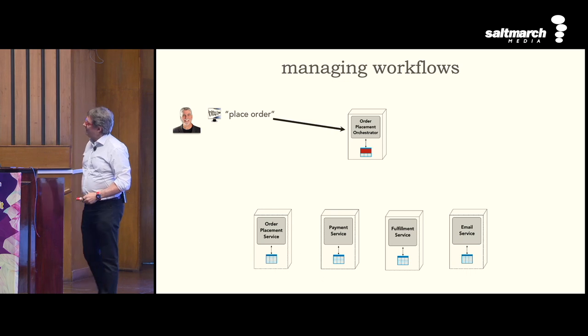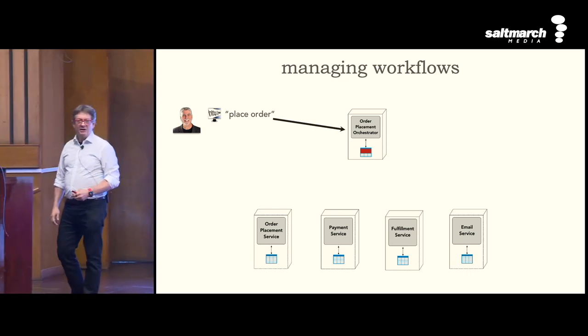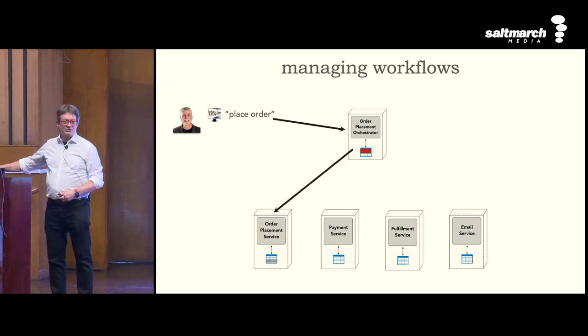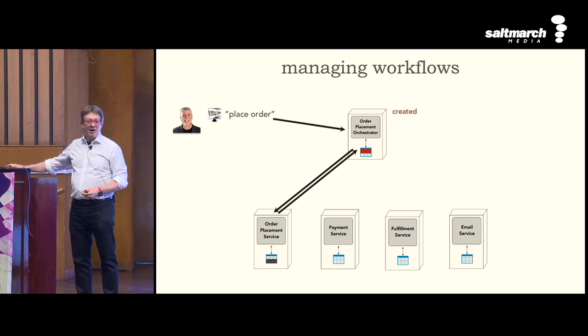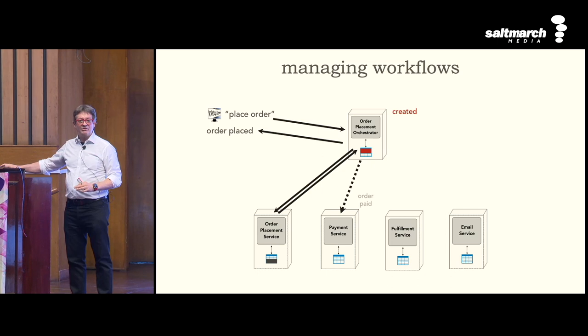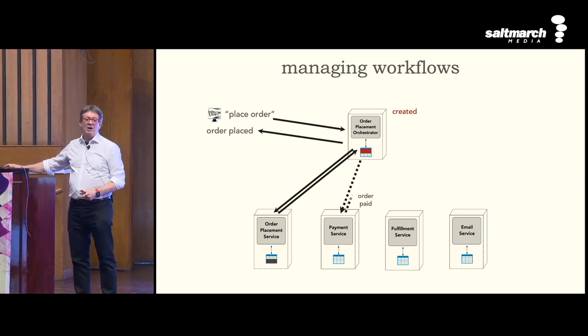So let's say that somebody like Mark places an order for a book. He goes to the order placement orchestrator. It then goes to the order placement service and says, would you please place an order for me? Okay, that's fine. Now I can go to the payment service. Oh, and tell Mark, hey, your order is placed. Now I can use synchronous or asynchronous communication to go to the payment service. And notice I'm in the created state in my orchestrator. Once it's been paid, I can update that state to a paid state.